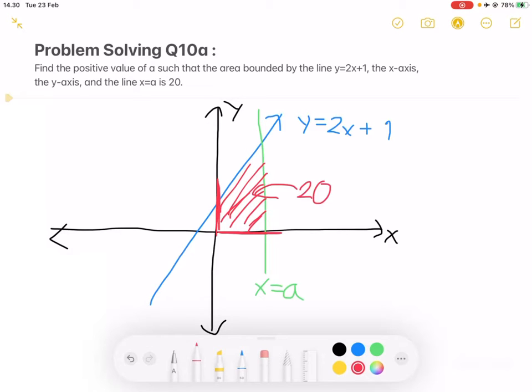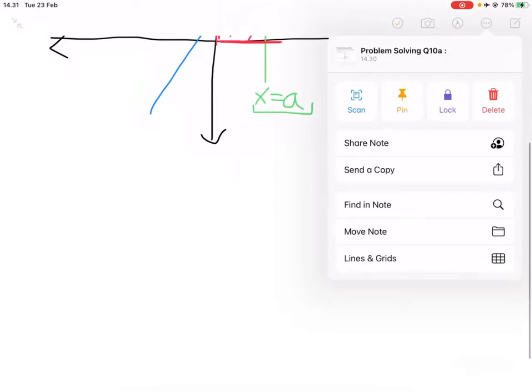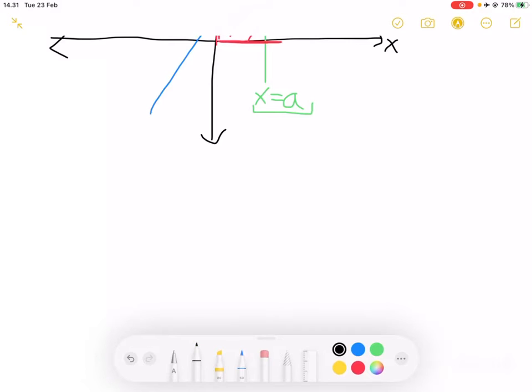So we can adjust the position of this line x equals a, possibly right here, to change the area. And then we need to find the positive value of a such that the shaded area in red must be equal to 20. The first thing you might notice is that this area is bounded under a function, y equals 2x plus 1. So what that means is that we can set up a definite integral and then solve for a from that.